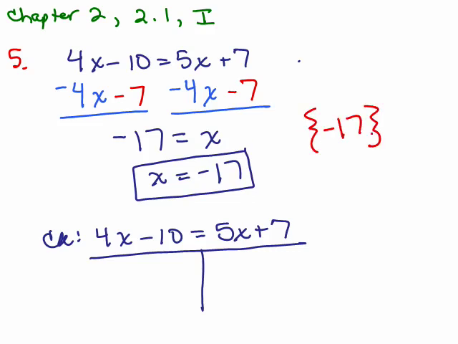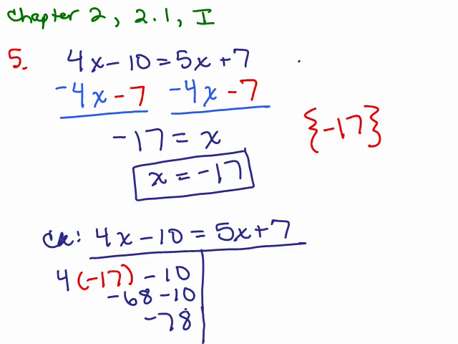Now, for every single problem, there are several ways that you could do it and still get the answer of negative 17. So this is just one way of doing it. Now we've got to check our answer. So we write the problem down again, and we're going to plug in negative 17 for x and do the order of operations. So I'm going to put a 4 times negative 17 minus 10, and order of operations means you multiply first. That's a negative 68 minus 10, which is negative 78.